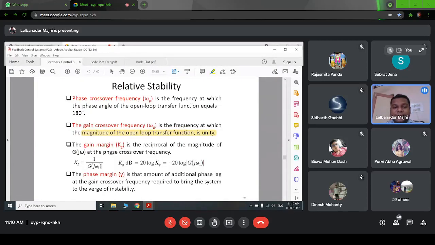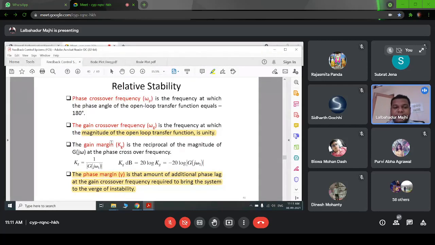Mathematically, you can derive it like this: Kg equals 1 by the magnitude of G of j omega pc. By definition, it is the amount of additional gain at the phase crossover frequency required to bring the system to the verge of instability. Similarly, we can define the phase margin: it is the amount of additional phase lag at the gain crossover frequency required to bring the system to the verge of instability.